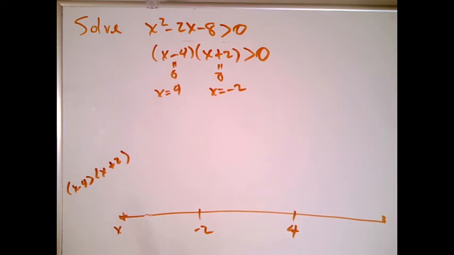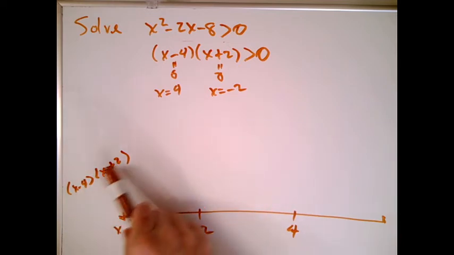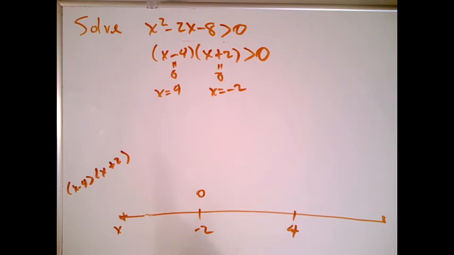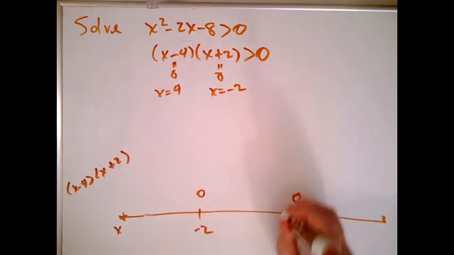Get in the habit of always taking these numbers and plugging back into the polynomial to see what we get. When I plug minus 2 in here, I get something times 0. Well, something times 0 is always 0. When I plug 4 in, I get 0 times something. Well, 0 times something is always 0, so I get this.